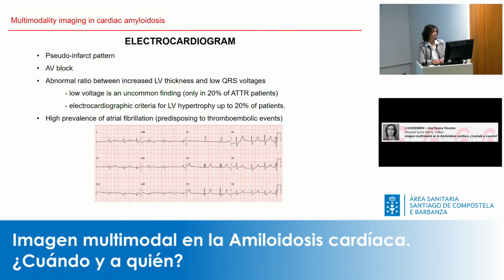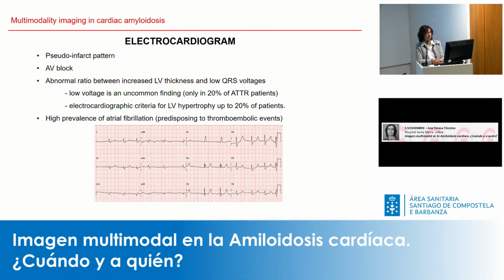In the electrocardiogram, we have a pseudoinfarct pattern, AV block due to involvement of the conduction system. There is a discrepancy between increased left ventricular thickness and low QRS voltage because in amyloidosis there is an increase in left ventricular mass, but electrocardiograms show low voltage ECG. But it's present only in 20% of the ATTR patients. And in fact, left ventricular hypertrophy is only present in 20% of the patients. So this is not very helpful, it can increase the suspicion, but it's not a very specific finding.